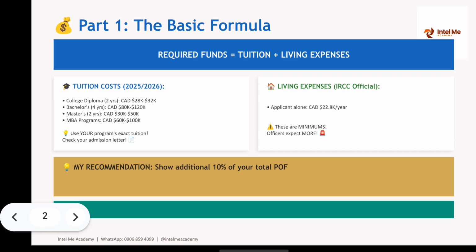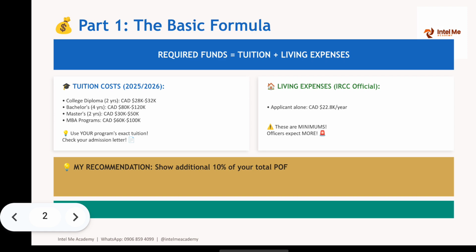Now let's talk about the basic formula. For you to determine how much you need, you sum up your tuition, which is also your school fees, and you see that on your admission letter. Then you add up your living expenses, so that's fixed for everybody. Tuition cost varies. If it's a college or diploma program, if it's 2 years, you can be looking at a total of 28 to 30. So tuition is very simple and straightforward.